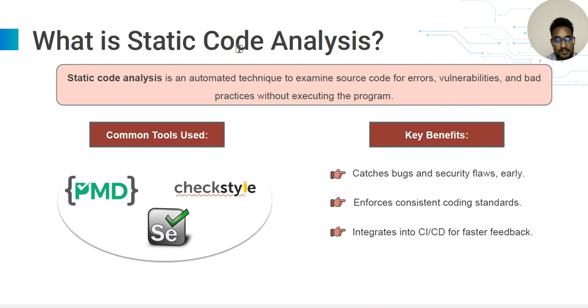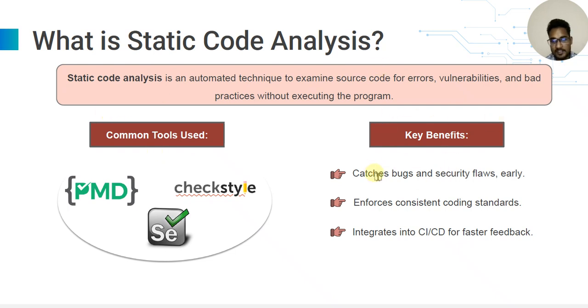What is static code analysis? Static code analysis is an automated technique to examine source code for errors, vulnerabilities, and bad practices without executing the program. Common tools used are PMD, Checkstyle. These tools are used for static code analysis.